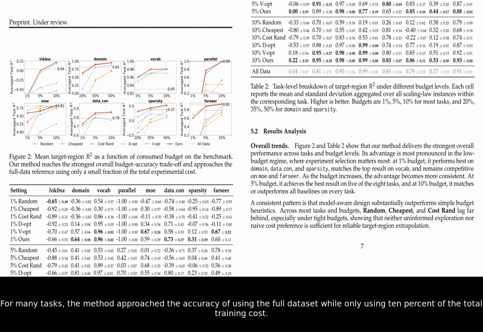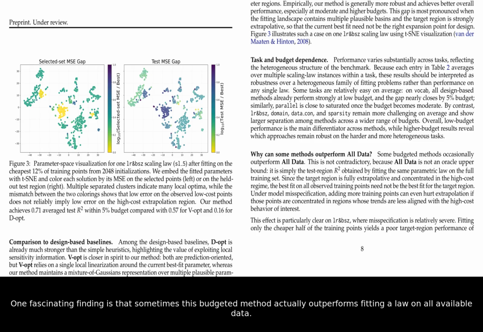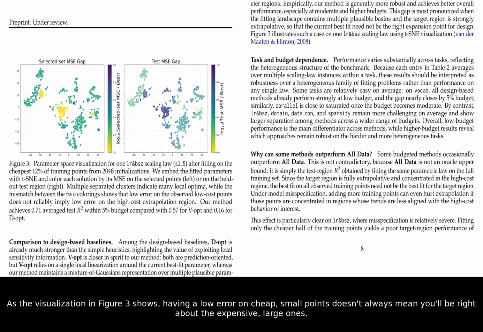For many tasks, the method approached the accuracy of using the full dataset while only using 10% of the total training cost. This proves that being smart about which data you collect is far more important than just collecting as much as possible. One fascinating finding is that sometimes this budgeted method actually outperforms fitting a law on all available data. This happens because blindly fitting every data point can sometimes confuse the model about the high-cost region that actually matters. As the visualization in Figure 3 shows, having a low error on cheap, small points doesn't always mean you'll be right about the expensive, large ones.